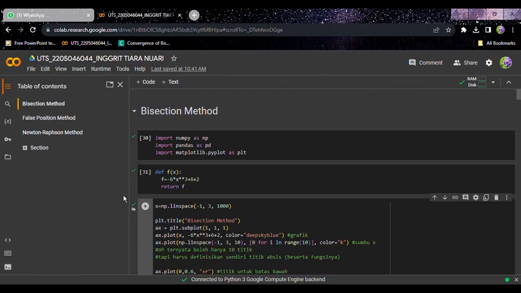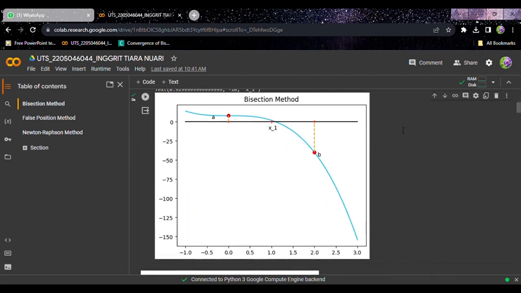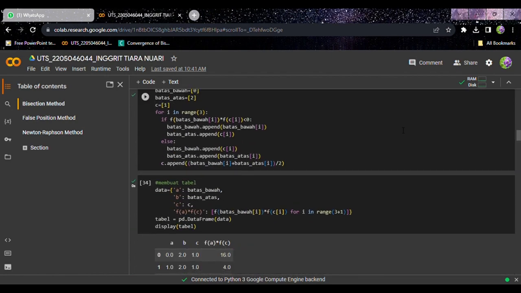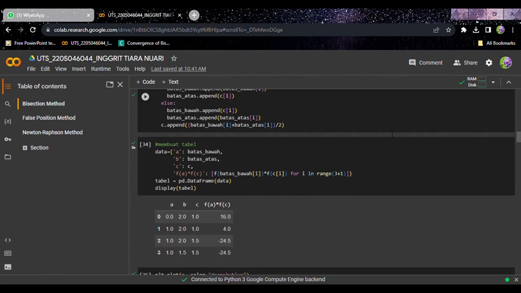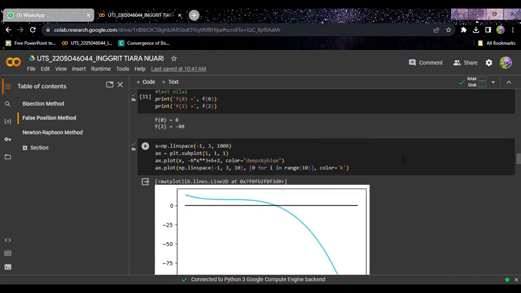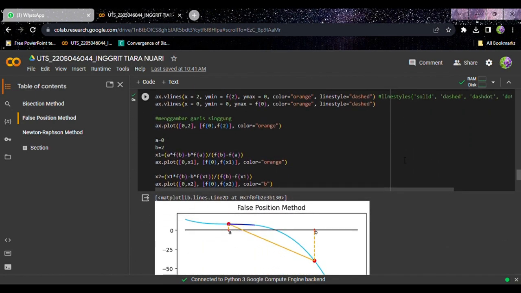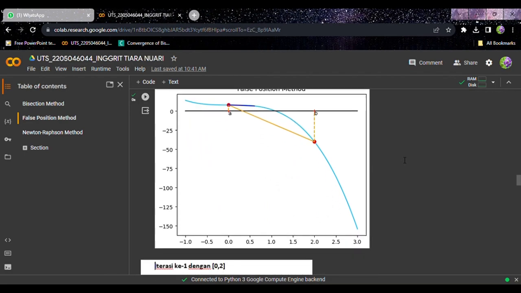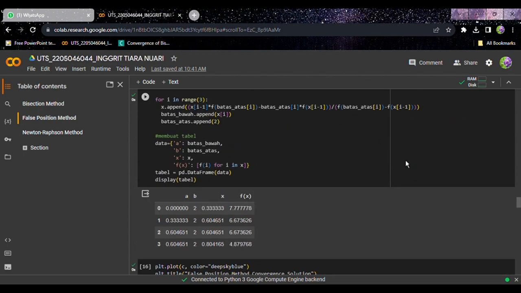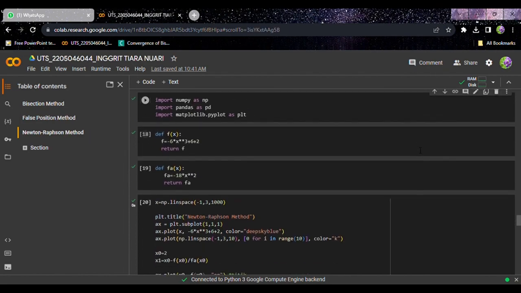As you can see here, this is how I compute in Google Colab using a Python program to find the roots of the equation minus 6x cubed plus 6 plus 2 using the bisection method. Using the false position method. Using the Newton-Raphson method.